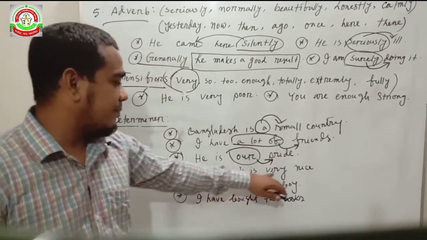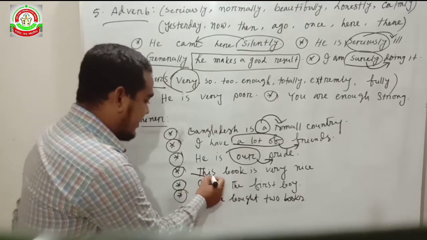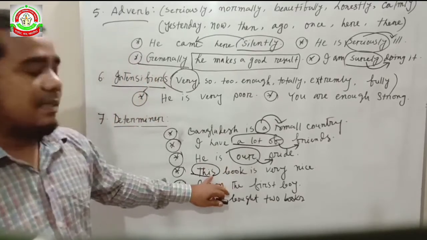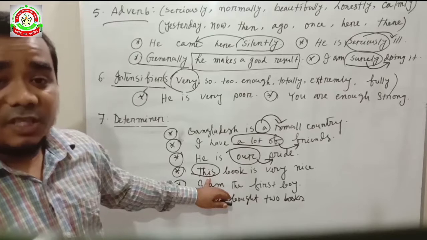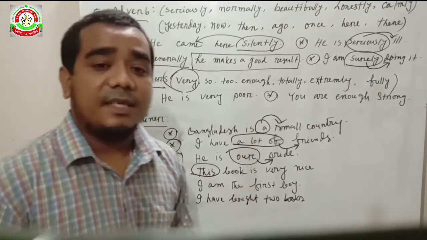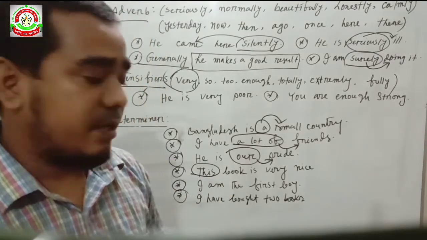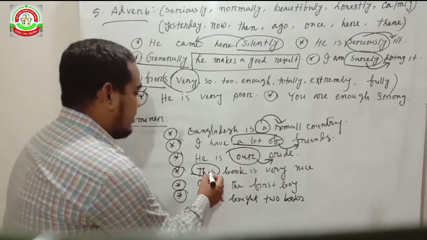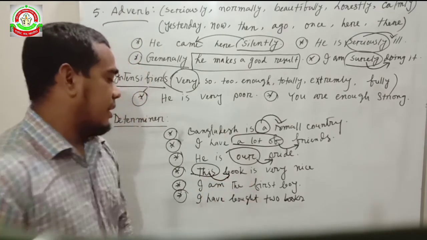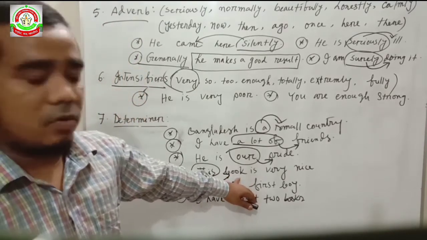This book is very nice. Here, this is a determiner. This is called the demonstrative. In this section we have these, those, that, these kinds of determiners, and this demonstrative pre-modifies the next noun, book.